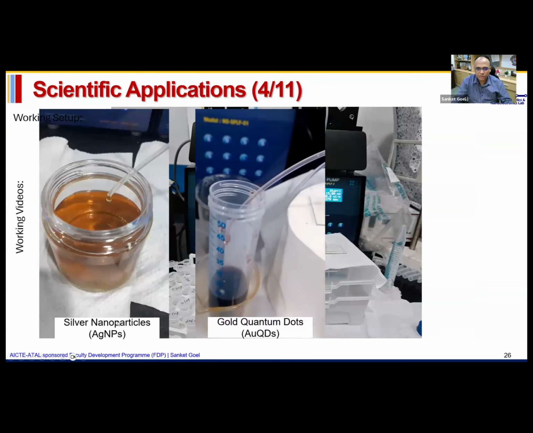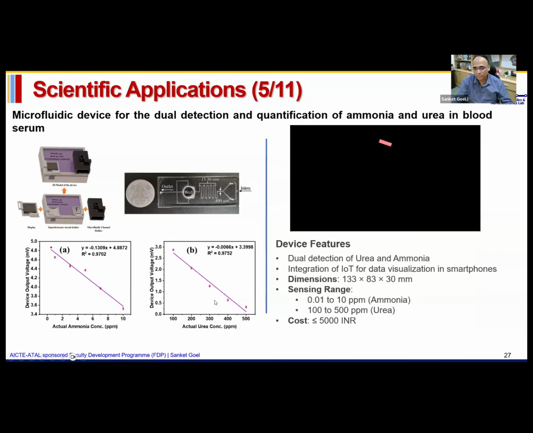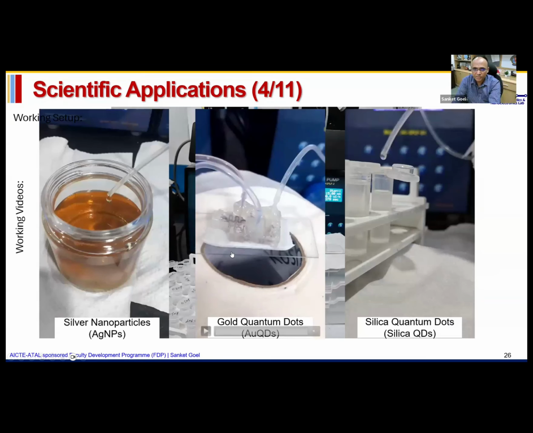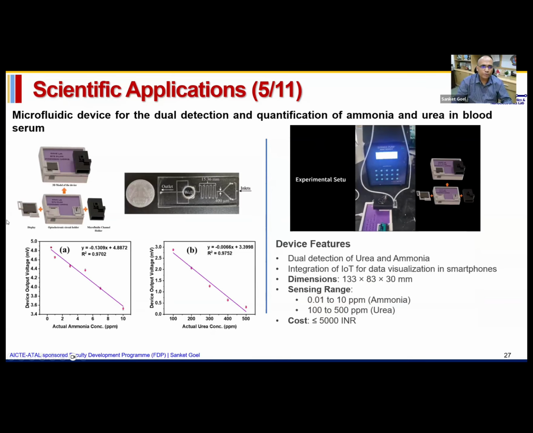So as you can see, we have developed silver, gold, and silica quantum dots in this same microfluidic device by changing the protocol, by changing the fluid dynamics behavior, and of course the constituents. The next example I'm going to show you is how we can use the microfluidic device to detect ammonia and urea in the blood serum.